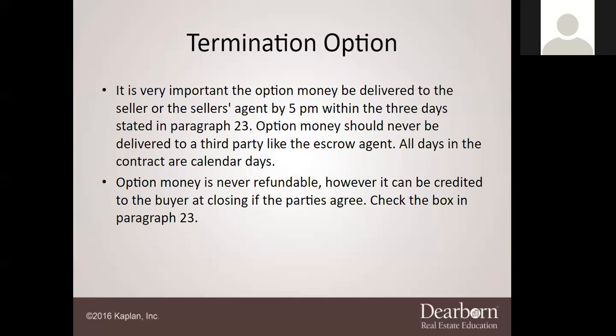Even if, say, Keith is the agent, and Keith tells Linda and the title company, "Linda, it's fine, you can sign on my behalf," no, that does not count. It has to be done by those individuals that have actually gone in and that are licensed agents of that brokerage and only that brokerage. Okay? So option money should never be delivered to a third party like the escrow agent.